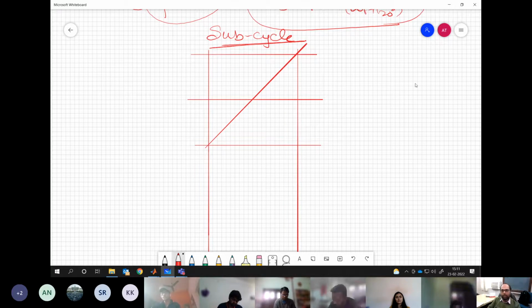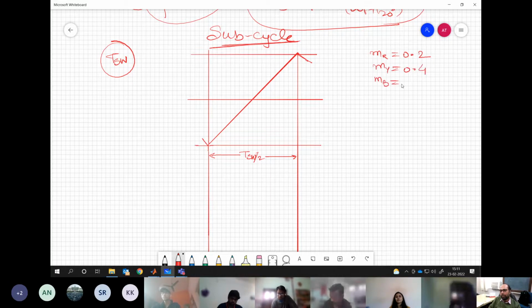So the triangle is basically not going further, but it is coming down here. Okay. So this time period, let's say TSW is our switching cycle time period. So this is only TSW by 2. Now we take a condition where let us say MR is having value some 0.2, MY is having value some 0.4. So MB is having value of how much? If this is the value of MR, MY, what would be the value of MB?